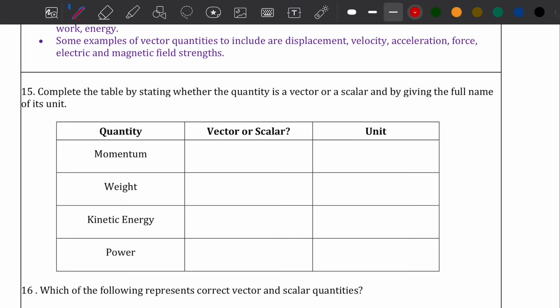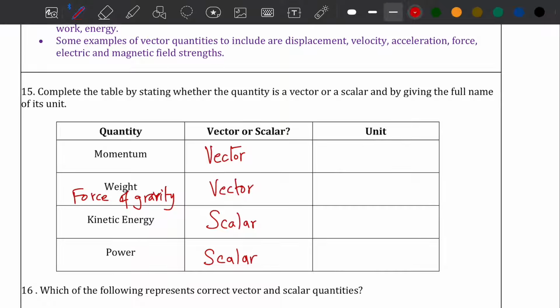So momentum is a vector quantity. Weight, which is another name for force of gravity, because it's force, so that's also a vector quantity. Kinetic energy is a scalar quantity. Power is also a scalar quantity.